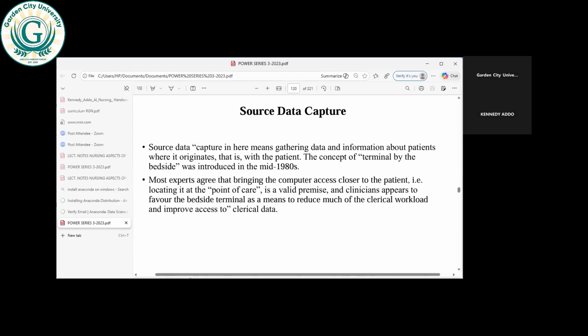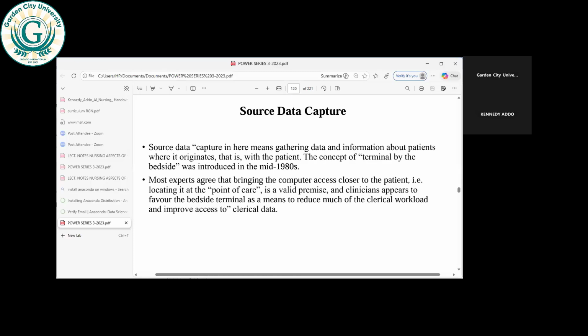So we began looking at source data capture. We said that source data capture here means gathering data and information about the patient where it originates, that is, with the patient. So on the basis of this, the concept of the terminal by the bedside was introduced. So with this conversation, we are talking in terms of how we can bring modernity to our various wards. This journey began as far back as the mid-1980s, right? So you always have to learn from those who have advanced. And that is the reason why we are looking at this.